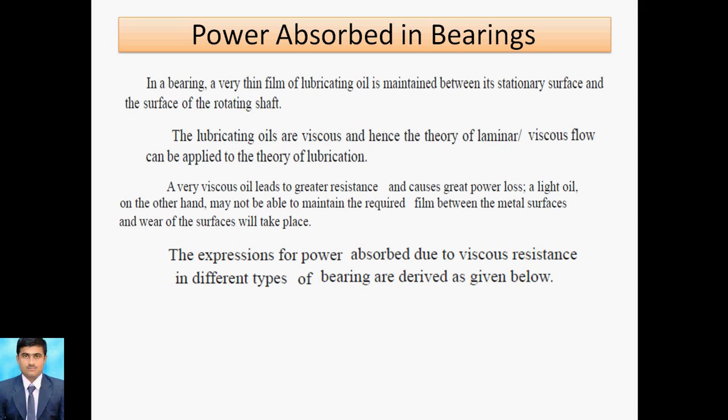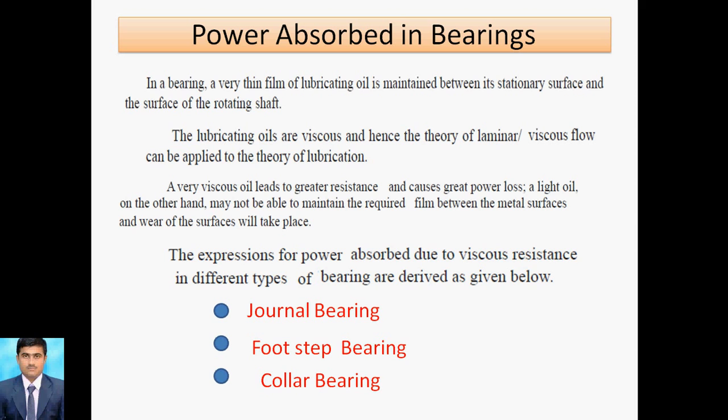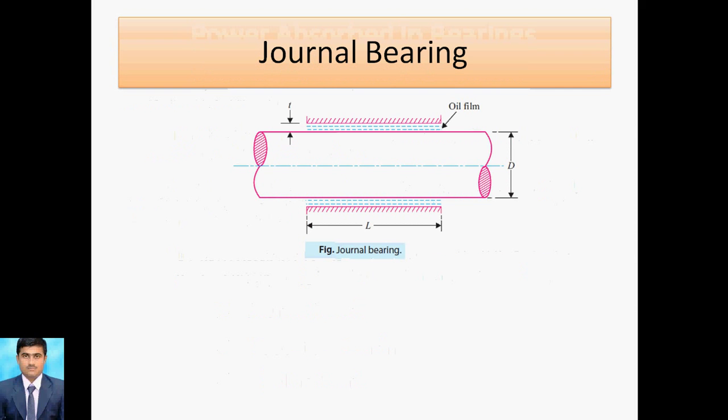This type of expression for power loss we will discuss in a different way. There are different types of bearings. First we discuss the journal bearing, then the footstep bearing, and third the collar bearing. Now we are going to discuss the journal bearing.